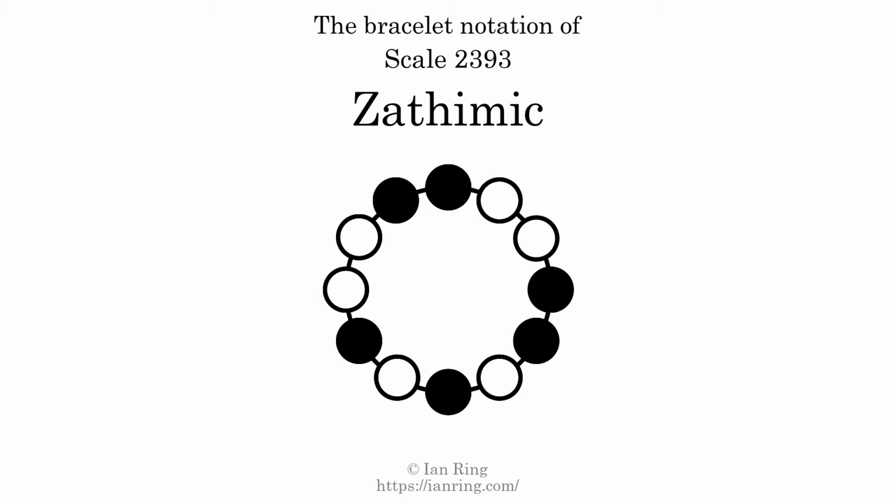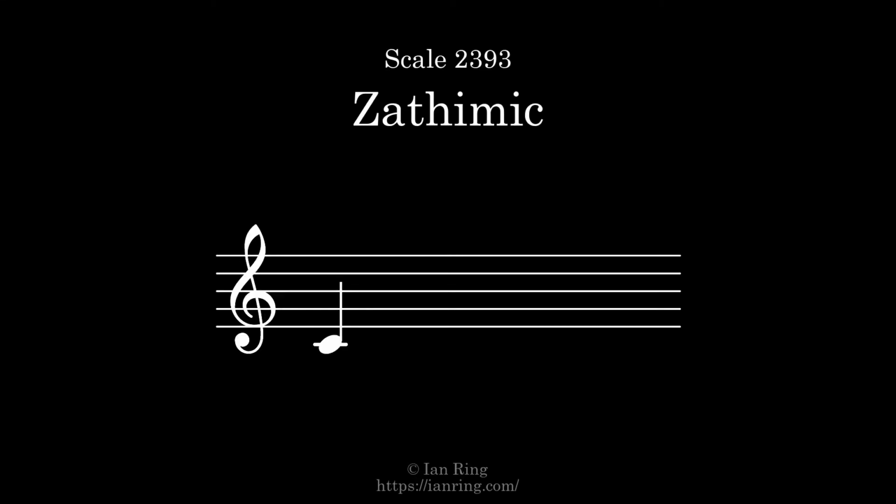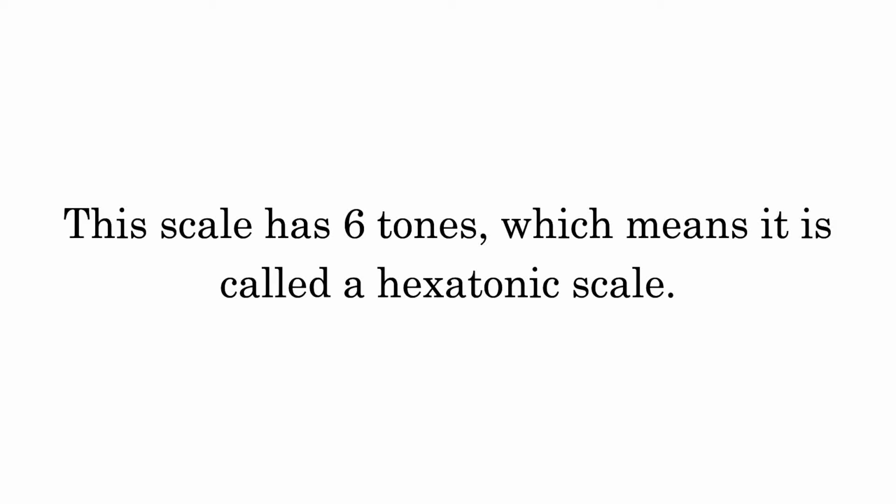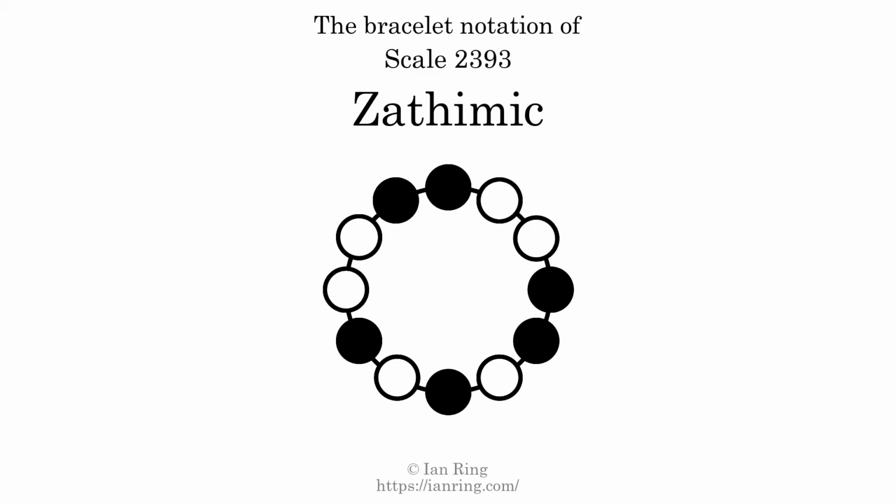2393, Zathimic, which sounds like this. This scale has 6 tones, which means it is called a hexatonic scale. This is a bracelet notation diagram of scale 2393. The shaded circles represent tones that appear in the scale, and they are read clockwise, starting at the top.